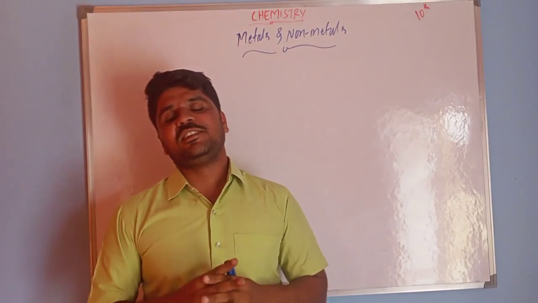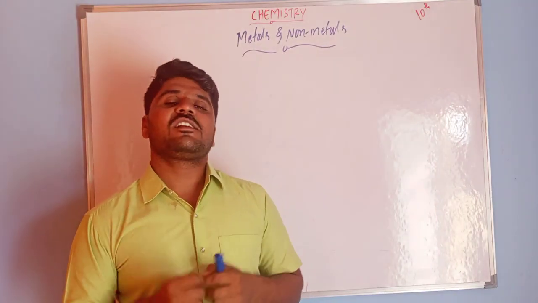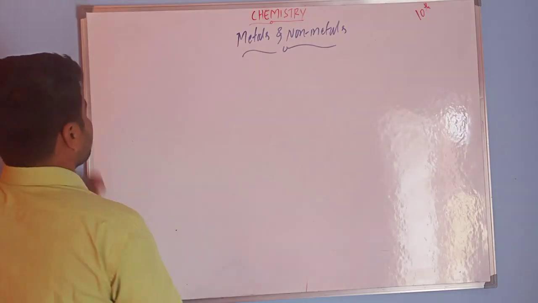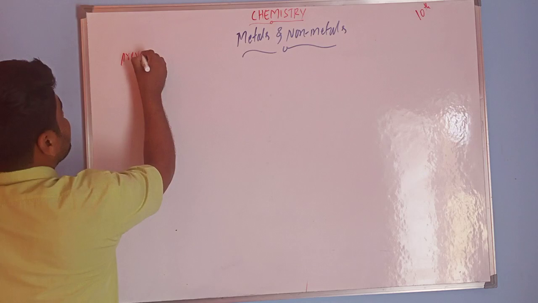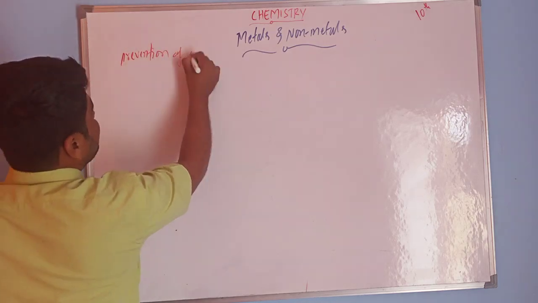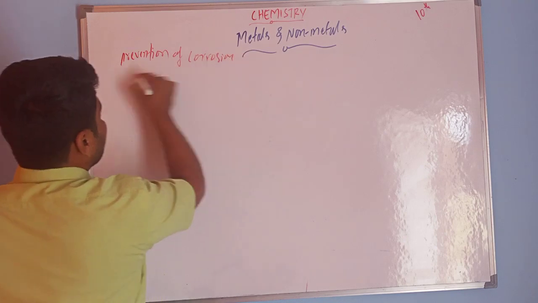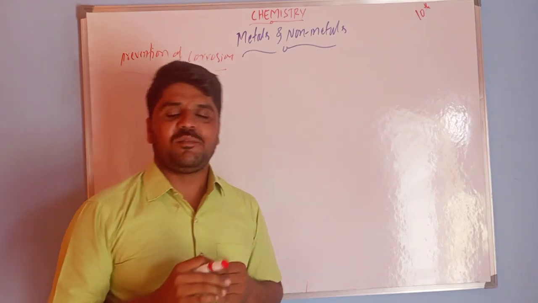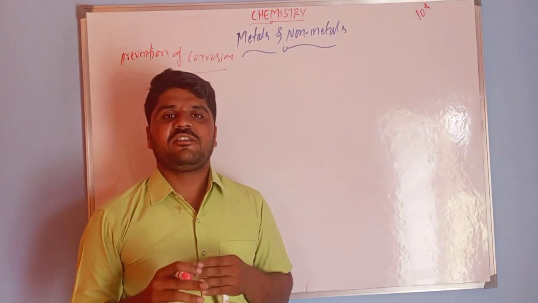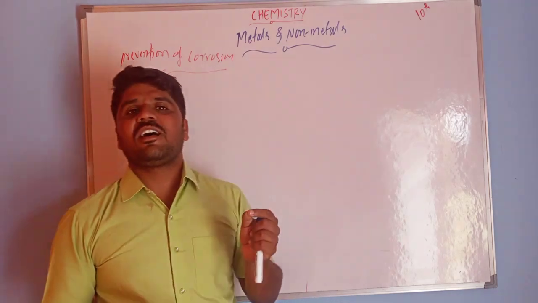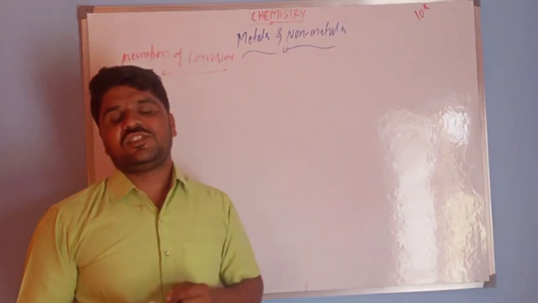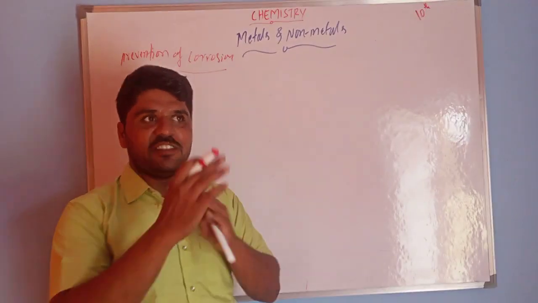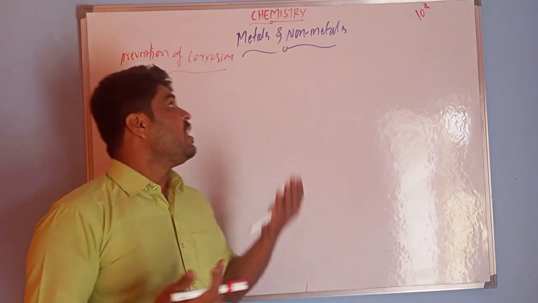In the last class we discussed corrosion. In this class I am going to discuss prevention of corrosion. Can you tell what corrosion is? Corrosion is a naturally occurring phenomenon in which metals deteriorate or are destroyed by chemical reactions with their environment. So this is what corrosion is.